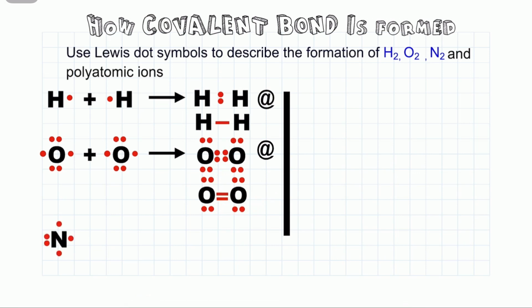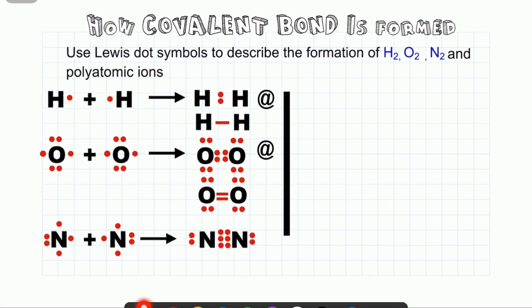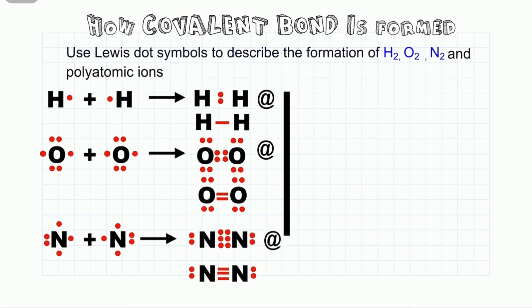And the last one, nitrogen. You can see there are 3 single electrons. When it combines, 6 electrons are shared between these 2 nitrogen atoms. You can also convert the 3 lone pairs, or 6 electrons, into covalent bonds. So there are 3 covalent bonds between the nitrogen atoms, or a triple bond for the nitrogen molecule. This is how you show the Lewis dot symbol for the formation of the covalent bond in hydrogen gas, oxygen gas, and nitrogen gas.